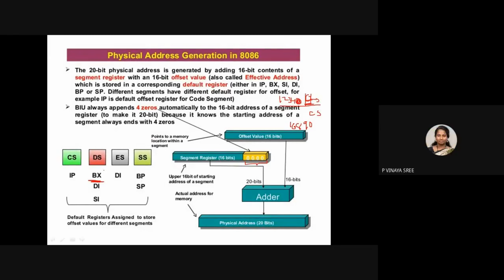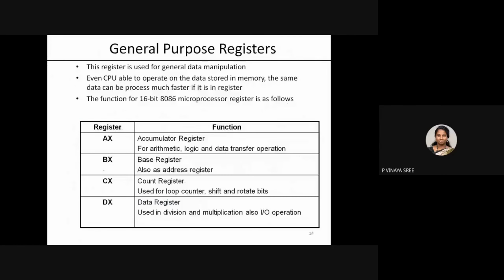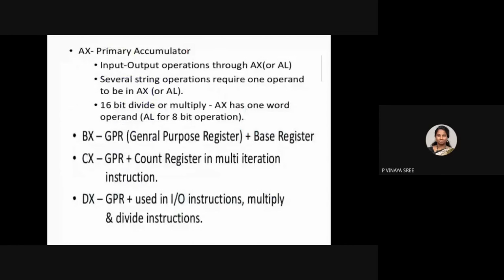Offset. Yes. So the first role of the BX register is that it acts as a general purpose register, for storing some operands, plus it even acts as a base register, means base offset register. It acts as a base register for a data segment. So along with being a general purpose register, it acts as a base offset register. Next is CX.